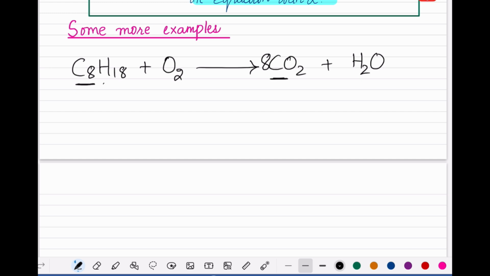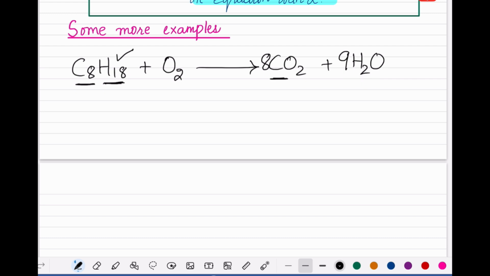Next, we have to balance the hydrogen atoms. There are 18 atoms of hydrogen on the reactant side. There must be 18 hydrogen atoms on the product side as well. So I will write 9 here in order to make the hydrogen atoms 18.